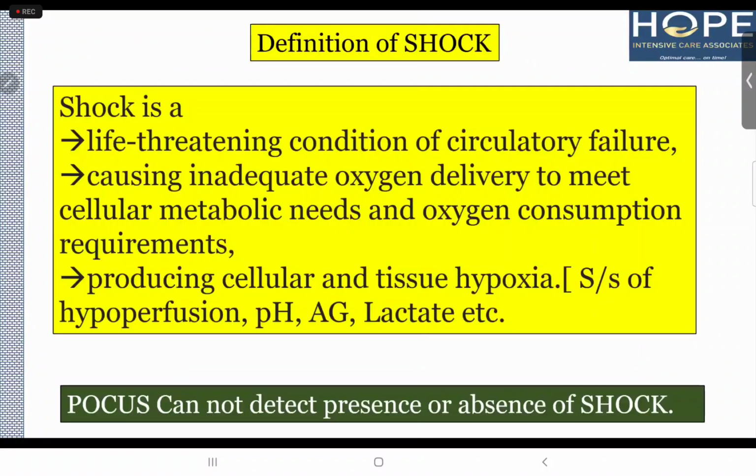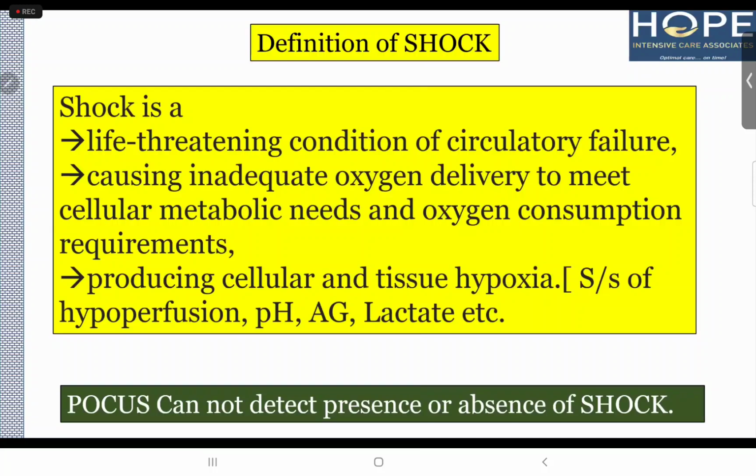To that core topic, let's answer the first most core question. What is shock? Shock is a life-threatening condition of circulatory failure causing inadequate oxygen delivery to meet cellular metabolic needs and oxygen consumption requirements. That leads to cellular and tissue hypoxia, which ends up in signs and symptoms of hypoperfusion like oliguria, altered mentation, cold peripheries, and manifests in biochemistry like lactic acidosis, wide anion gap, etc.